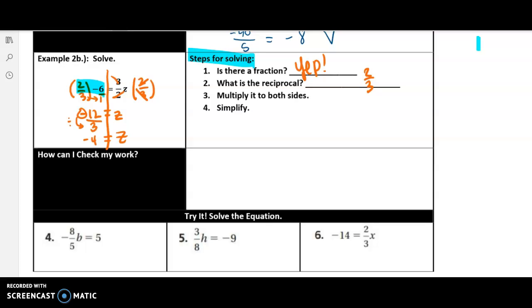So we have negative 6 equals 3 halves times negative 4, and put that over 1. 3 times negative 4 is negative 12, over 2 is equal to negative 6. Negative 12 divided by 2 is negative 6, so we got that one correct as well.